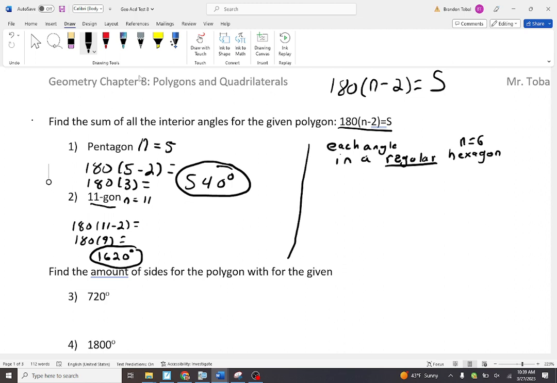Triangle, quadrilateral, then it goes pentagon, hexagon, heptagon. We don't need to know the two-sided shape. There's no way to make a two-sided shape with a straight line.